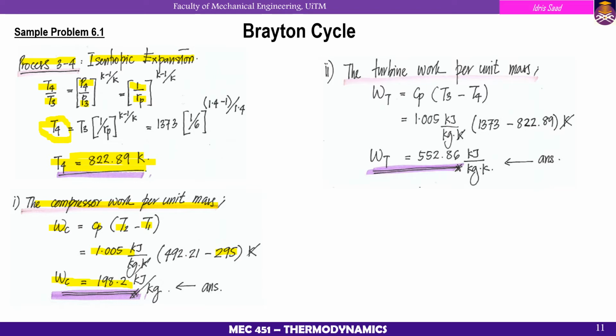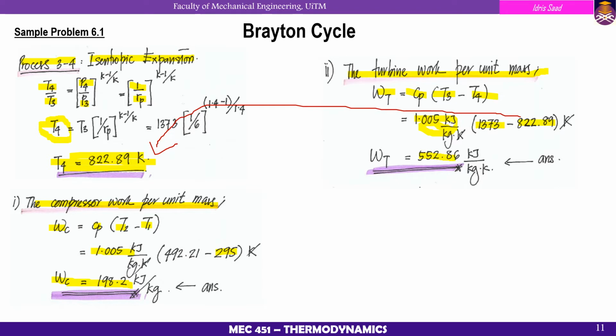And then we can proceed to determine the turbine work per unit mass. So basically, work turbine is equal to Cp times T3 minus T4. We already know all the required data, so we put it in here. T3 is 1373, T4 is 822.89, which we already calculated here. Then we can get the work for the turbine is 552.86 kilojoule per kilogram.